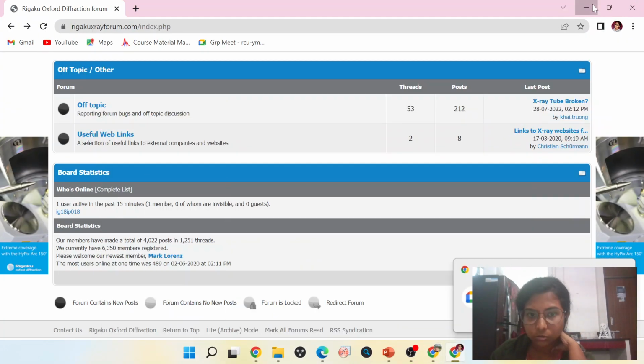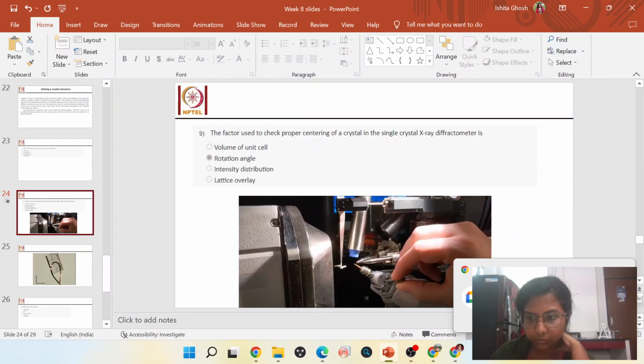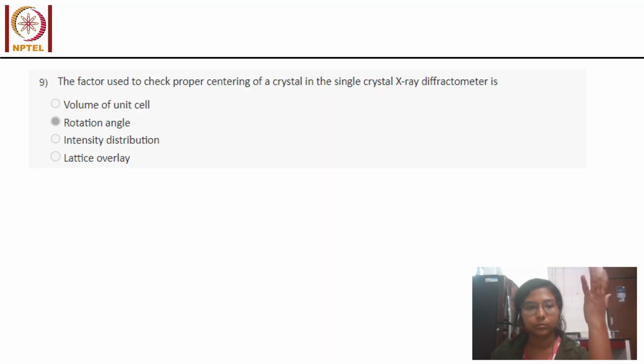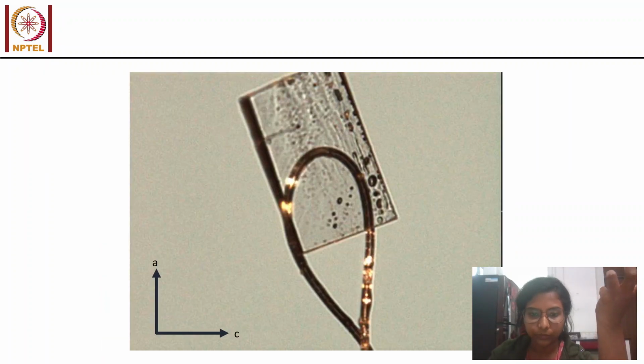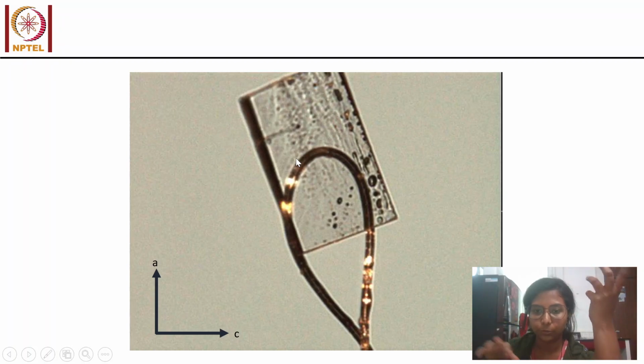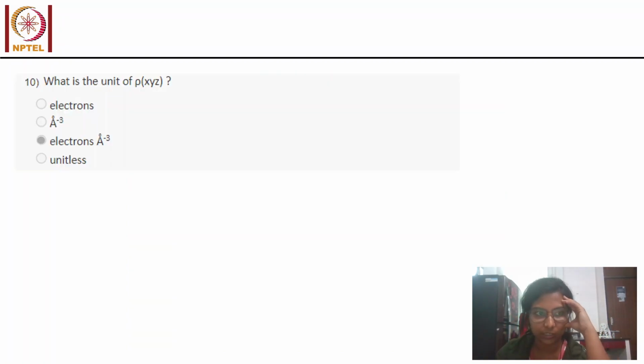Okay. So we were, I think, left with one question. This rotation angle is used to center the crystal before taking the data. When we take the data with the crystal in the loop like this, we have to rotate it in all degrees, in phi and omega and all that, so that it is properly focused. That angle is called the rotation angle.